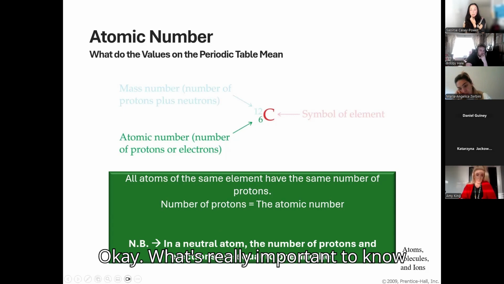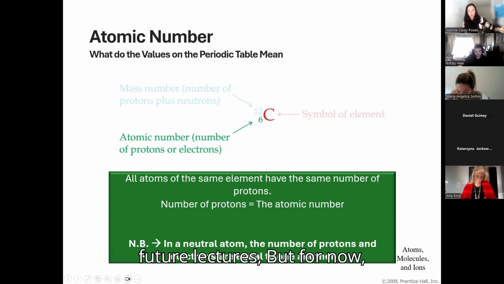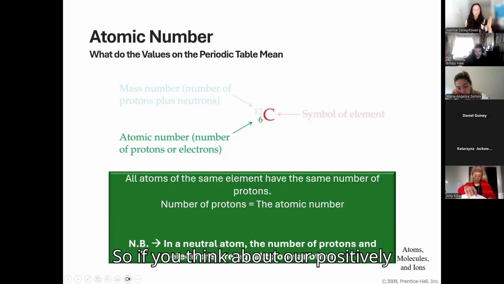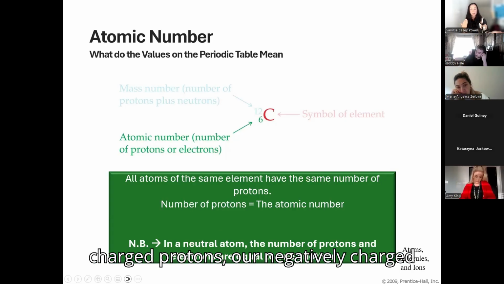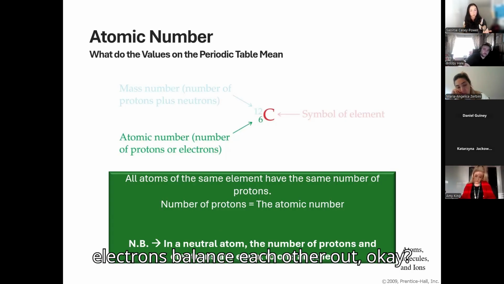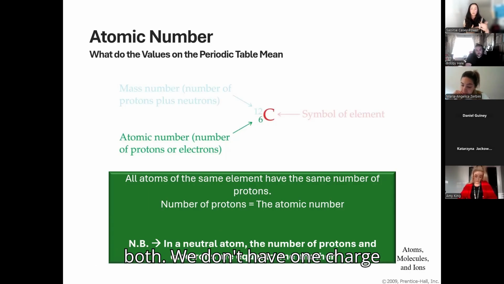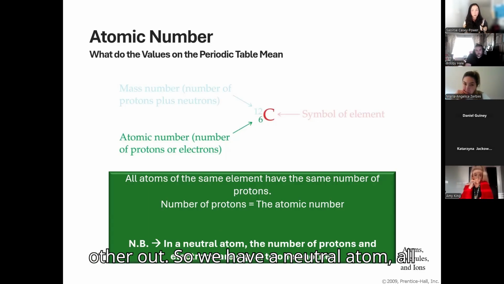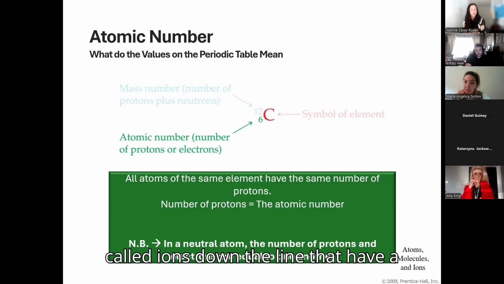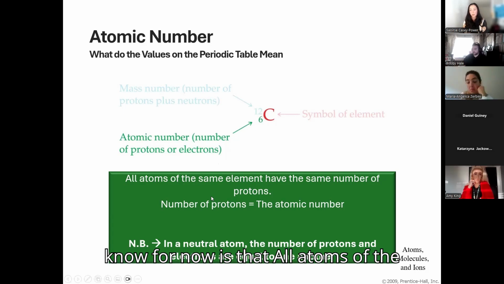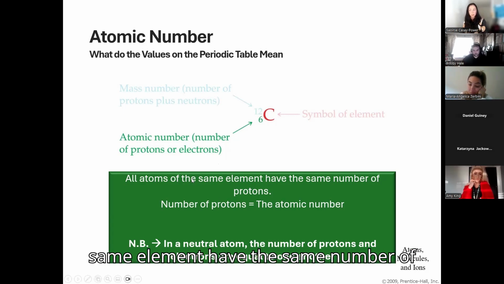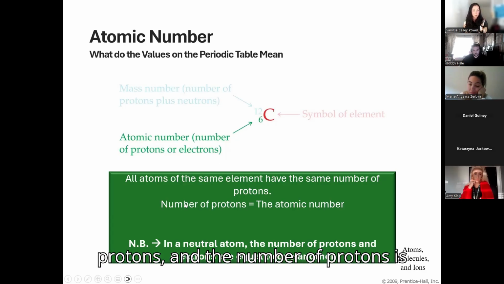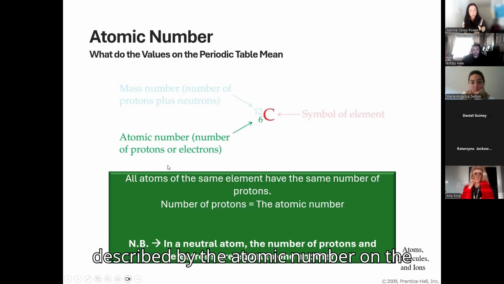What's really important to know here, and we may touch on it in future lectures, is that for now we're dealing with a neutral atom. Our positively charged protons and negatively charged electrons balance each other out, so they have equal numbers of both. We don't have one charge over the other, and they cancel each other out, so we have a neutral atom. We may come across ions down the line that have a different charge, but we won't worry about that for now. What we need to know for now is that all atoms of the same element have the same number of protons, and the number of protons is described by the atomic number on the periodic table.